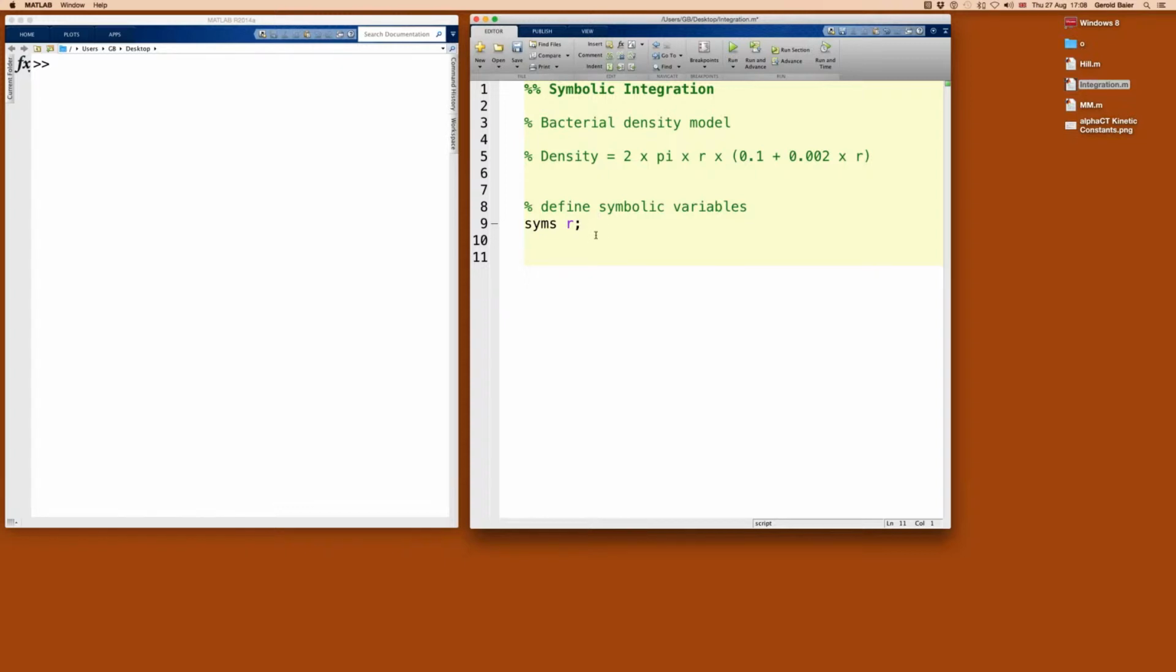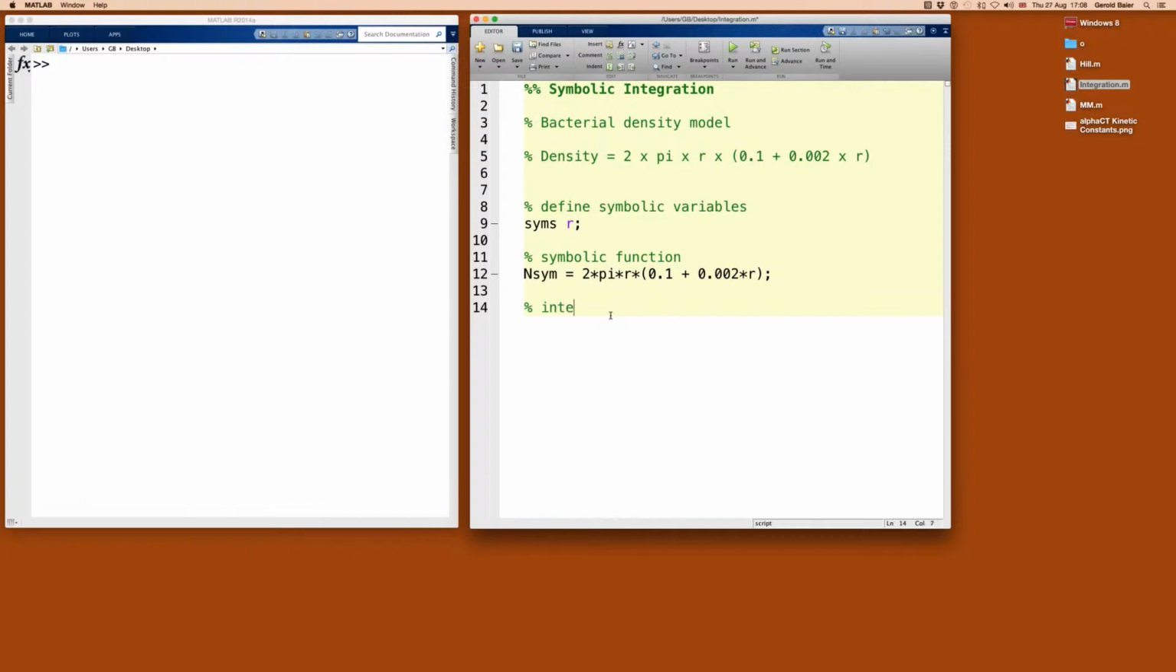So now we can define the function. I'm going to call this nsim. And I'm just going to copy this from above, but turn it into the MATLAB syntax. So 2 times pi, MATLAB knows what pi is, times r times 0.1 plus 0.002 times r. That's the same as before. Okay. So this is our symbolic function. And we know it's a symbolic function because it contains a symbolic variable.